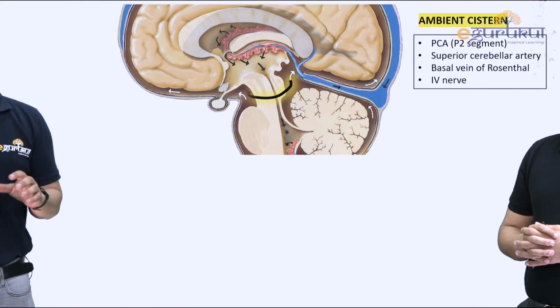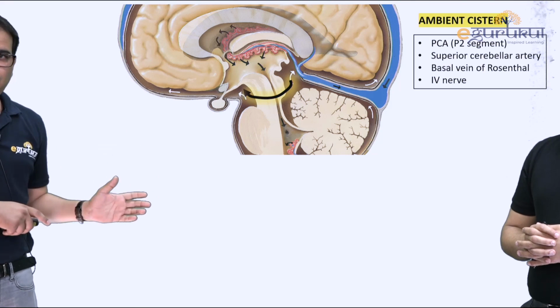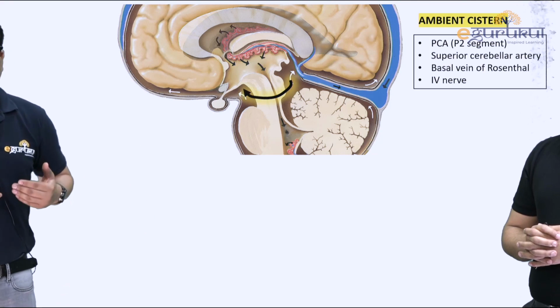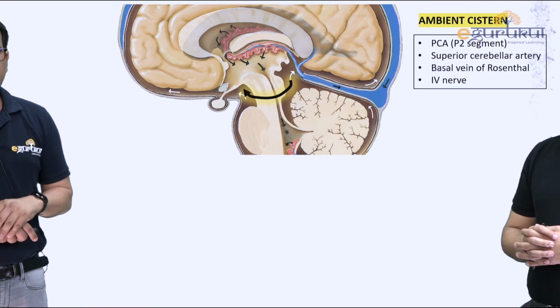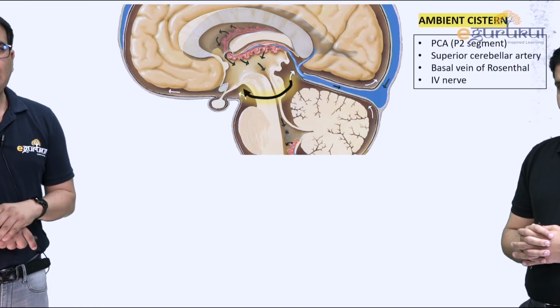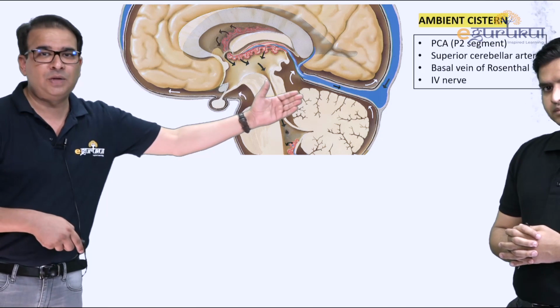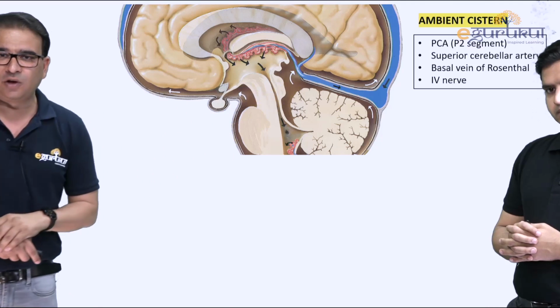We have a superior cerebellar artery. The origin was seen in the pre-pontine cistern. Now we are looking at the further course of the superior cerebellar artery here. The basal vein of Rosenthal and the fourth nerve, the trochlear nerve, which will be coming out from the dorsal aspect of the brainstem at the level of the inferior colliculus.